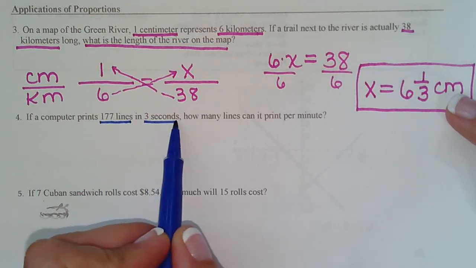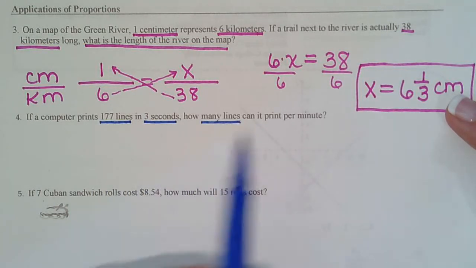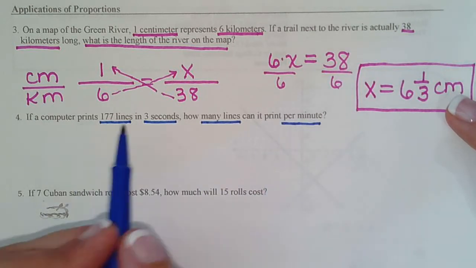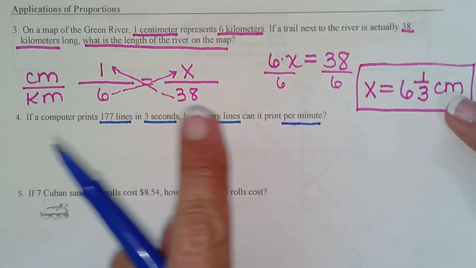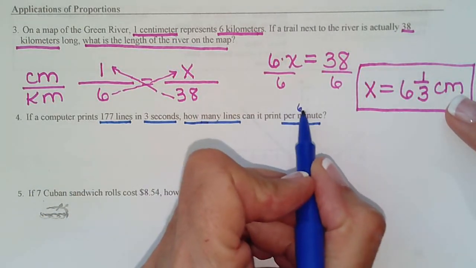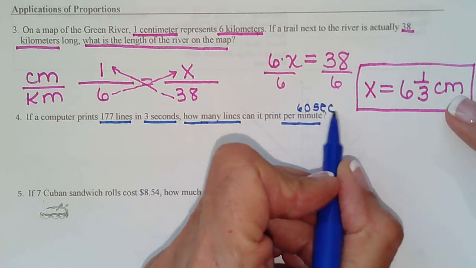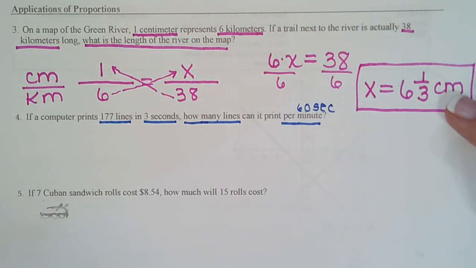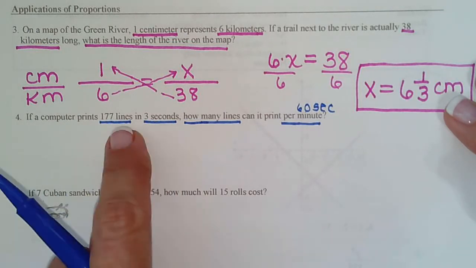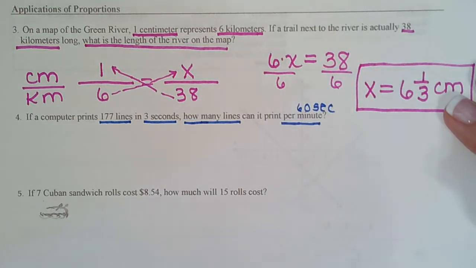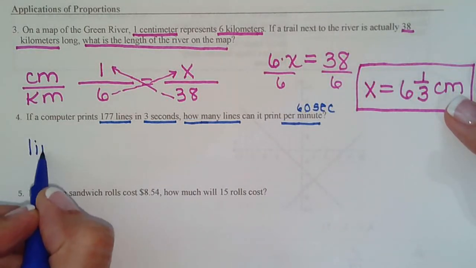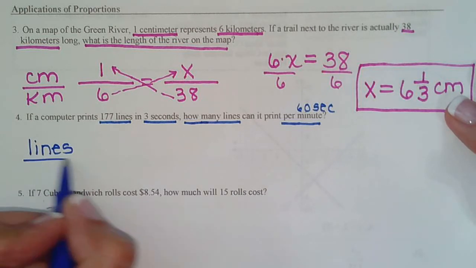Lines, seconds, lines. This says minute, but that can easily be changed into seconds, right? So lines per minute would be 60 seconds. So we can just put that in. So that's how you know it's a proportion if they don't tell you in the directions. Sometimes the teachers will tell you, sometimes they won't. But you just see the common labels repeated in each part of the problem. So then I know to come over here and write lines and seconds.